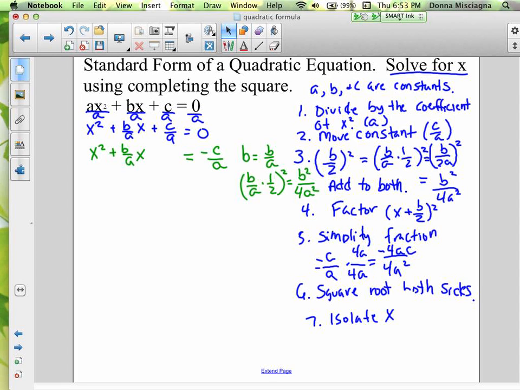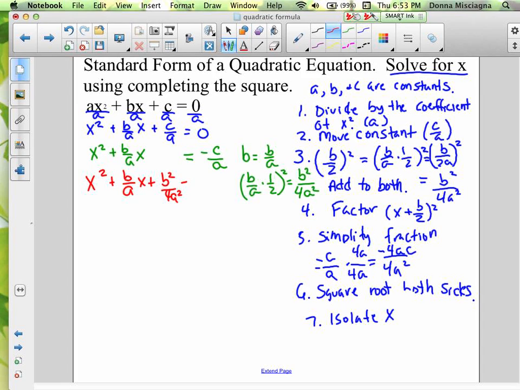So that gives us, I'm going to try and change the color of each step, just to make it stand out a little bit. So we have x squared plus b over a x plus b squared divided by 4a squared equals negative c divided by a plus b squared divided by 4a squared.